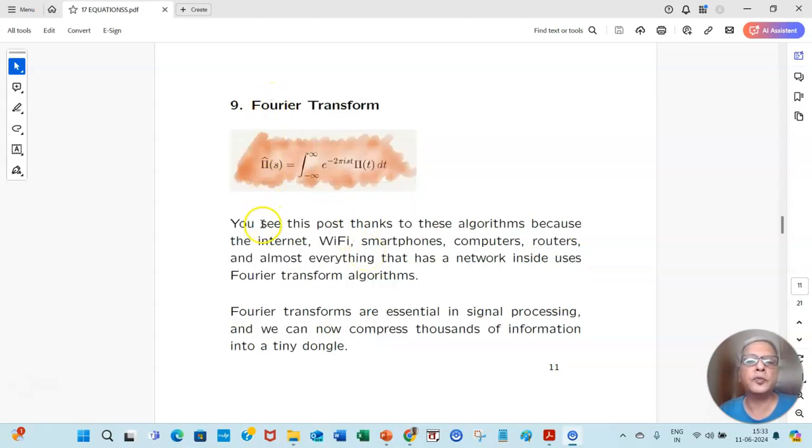Number 9, Fourier transform. You see this post thanks to the algorithm because the internet, Wi-Fi, smartphones, computers, routers, and almost everything that has a network inside uses Fourier transform algorithms. Fourier transforms are essential in signal processing, and we can now compress thousands of pieces of information in a tiny dongle. That's the Fourier transformation.